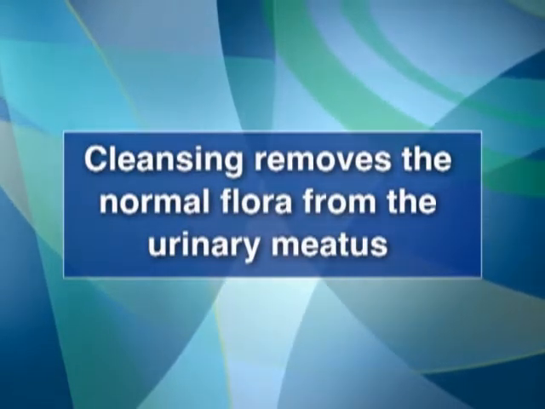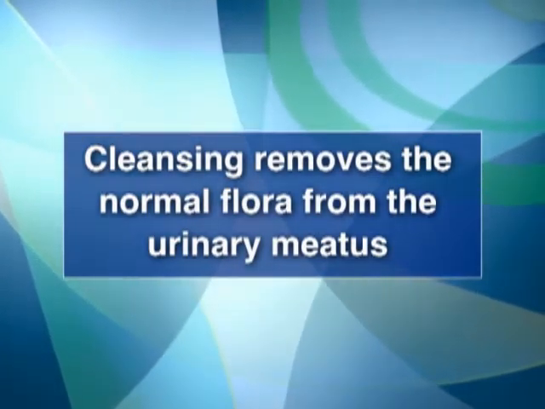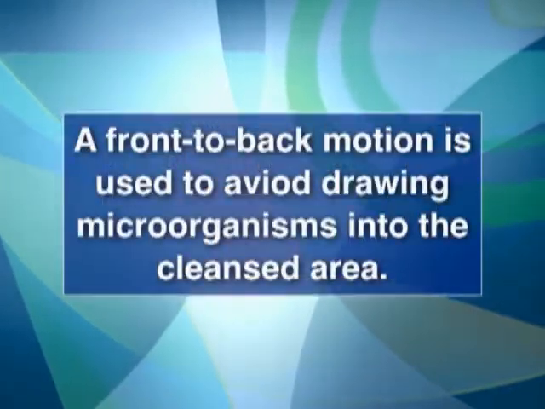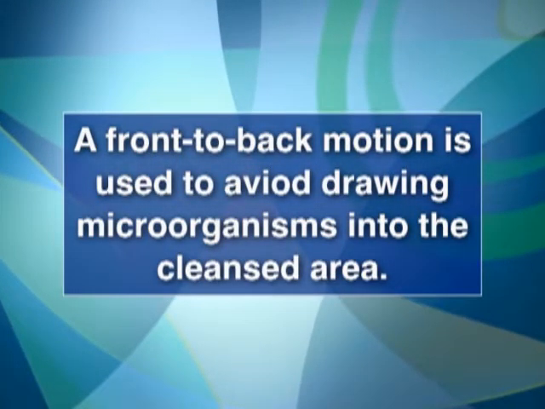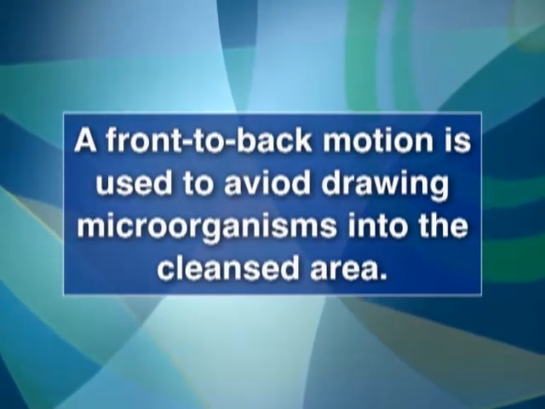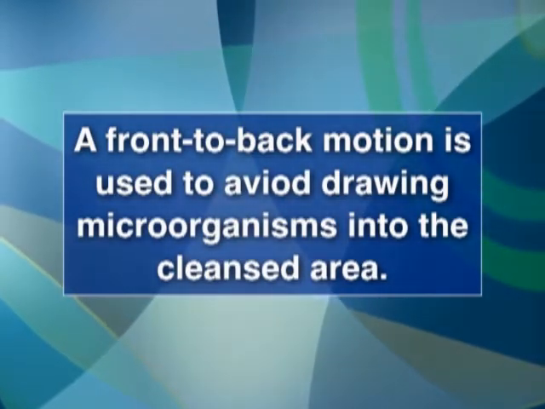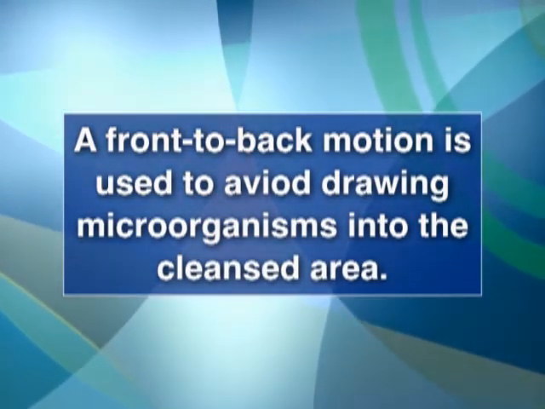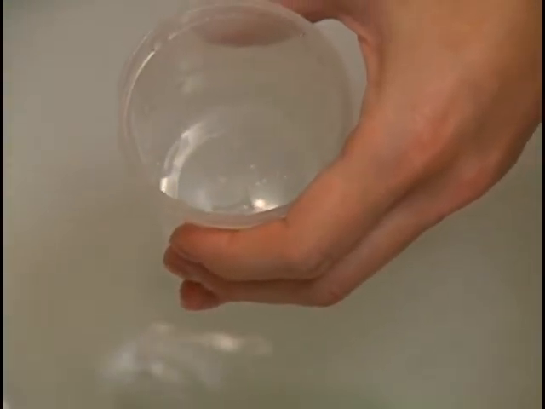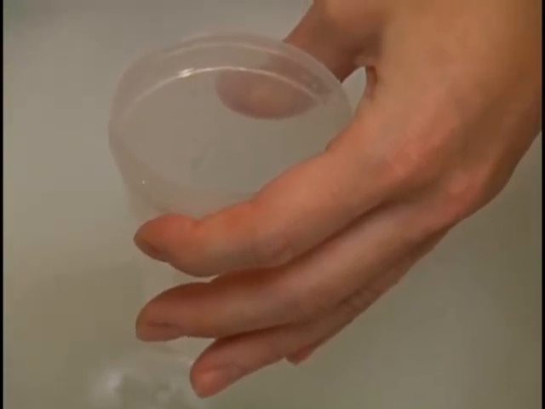The purpose of cleansing is to remove the normal flora from the urinary meatus. A front-to-back motion must be used for cleansing to avoid drawing microorganisms from the anal region into the area that is being cleansed. Continue to hold the labia apart and void a small amount of urine into the toilet. This flushes the normal flora out of the distal urethra.